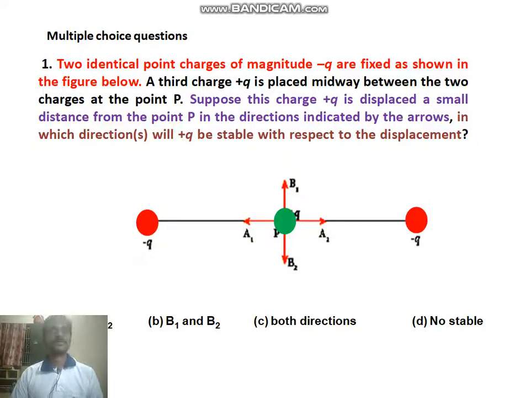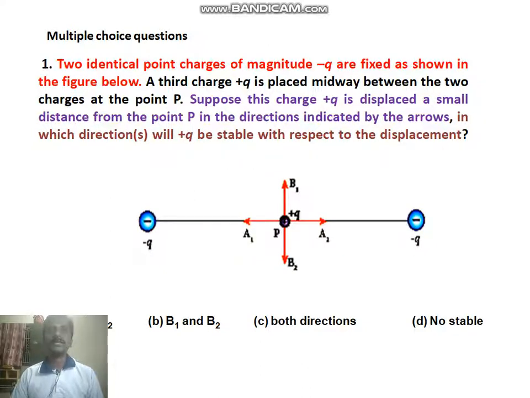Two identical point charges of magnitude minus q are fixed as shown in the diagram. Look, there is minus q on the left side and minus q on the right side. A third charge plus q is placed midway between the two charges at the point P, shown in the green color. Suppose this charge plus q is displaced a small distance from the point P in the direction indicated by the arrows, the red color arrows. In which directions will plus q be stable with respect to the displacement?